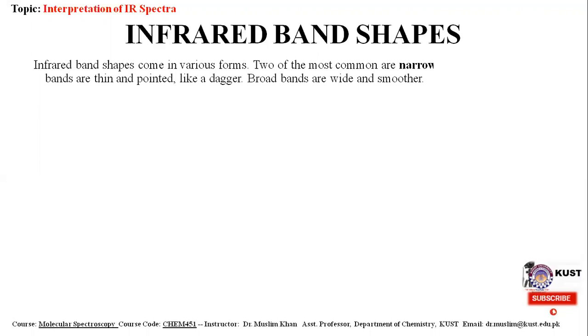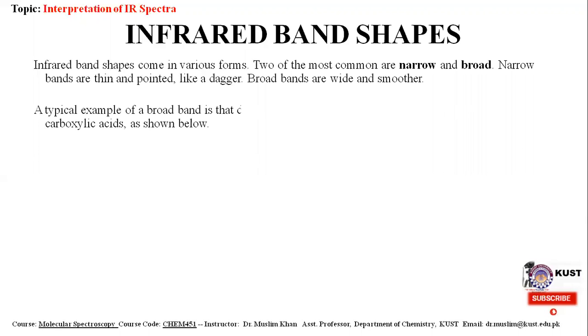Infrared band shape. While interpreting IR spectra, you will see that some of the bands are narrow in shape and some of the bands are broad. Infrared band shapes come in various forms. Two of the most common are narrow and broad. Narrow bands are thin and very pointed, like a dagger, while broad bands are wide and smoother.